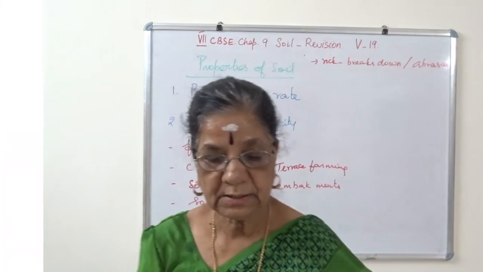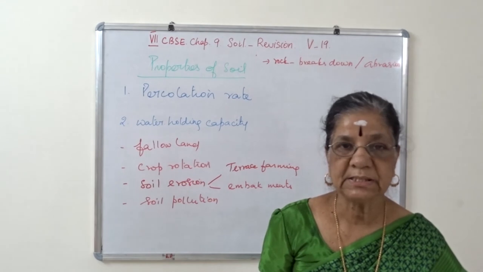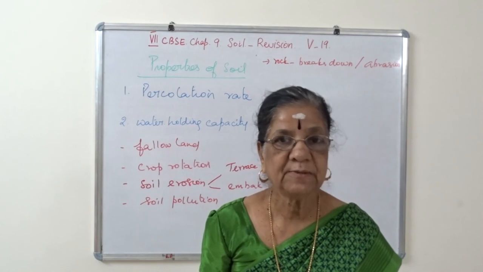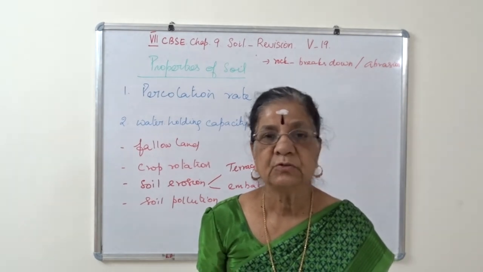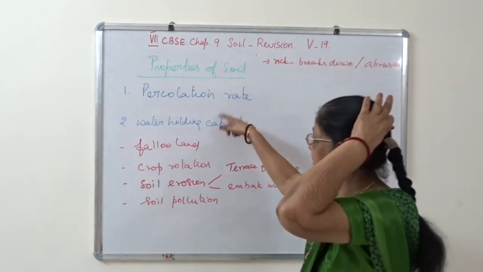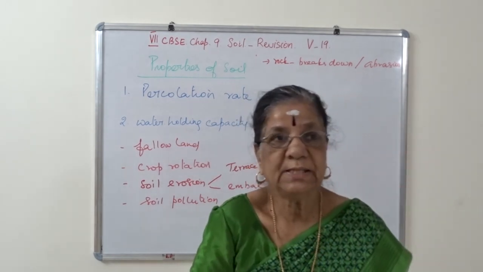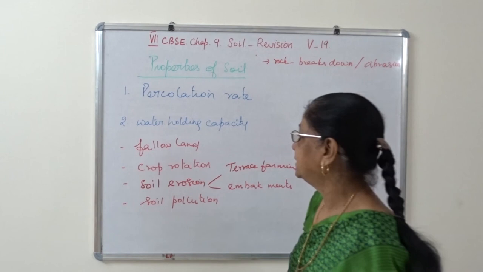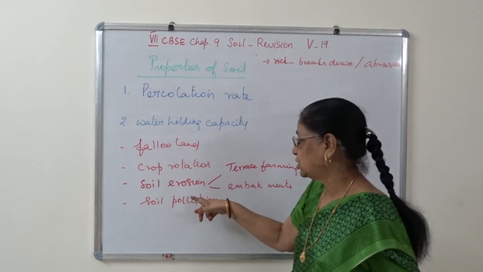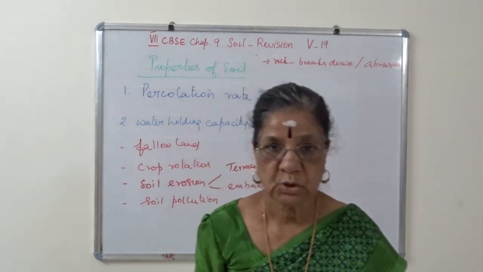So this is the soil lesson revision where we have done first weathering, methods of weathering as physical, chemical and biological, and then we talked about properties of soil as percolation rate, water holding capacity, and then soil profile and soil layers. Finally, we learned these terms: fallow land, crop rotation, soil erosion and soil pollution. I hope you are able to follow this.